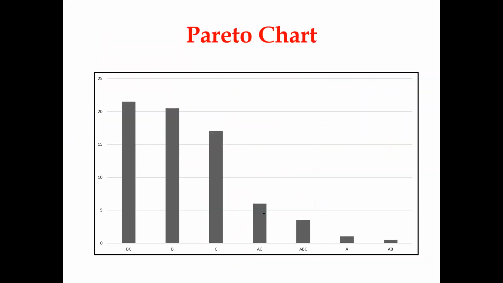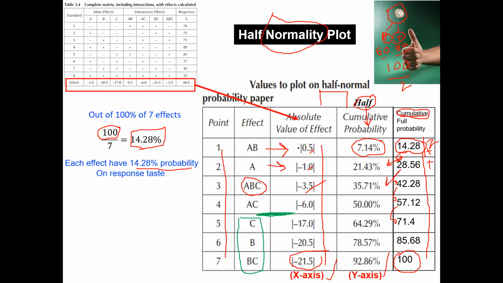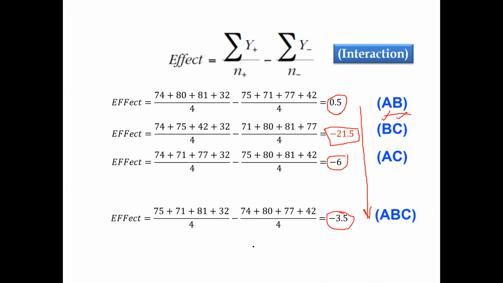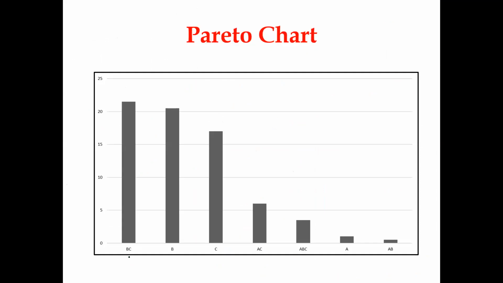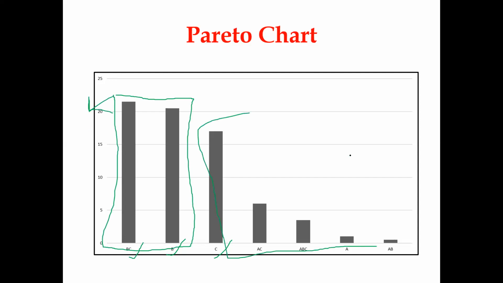From that chart only, we can also draw the Pareto chart. You can see the Pareto chart is nothing but writing these factors in descending order. So BC, B, C, AC, AB, and so on. As per the Pareto chart, only 20% of the factors are mainly responsible for the responses. The remaining factors may not influence the responses much. That is called the Pareto chart. 20% of the factors are responsible for 80% of the results.